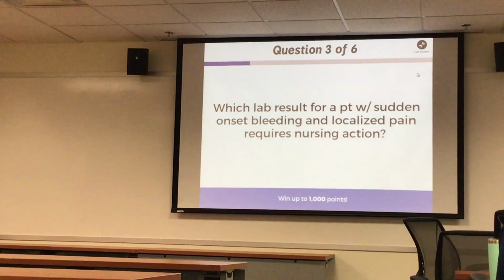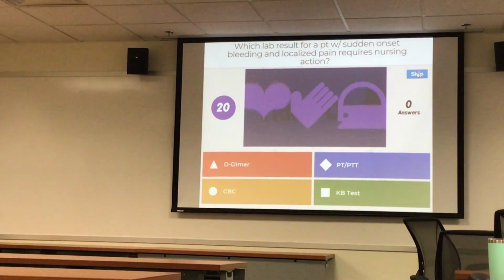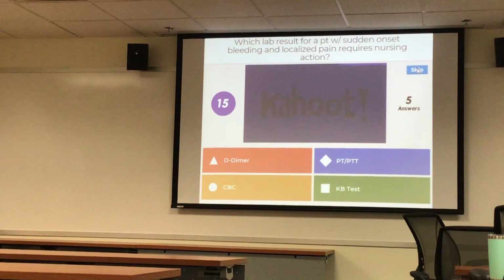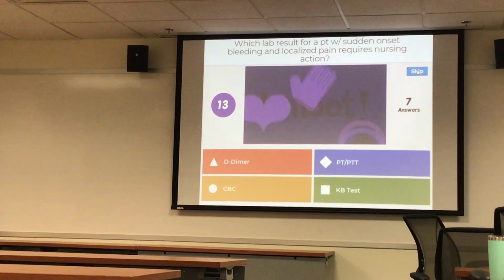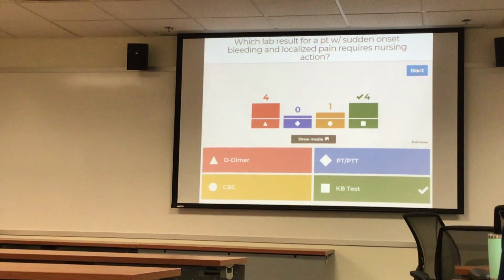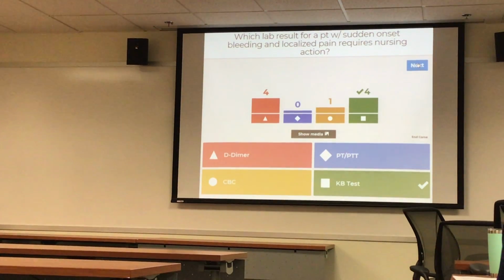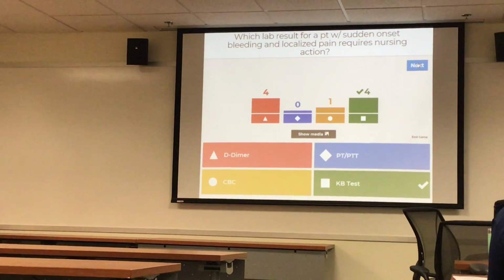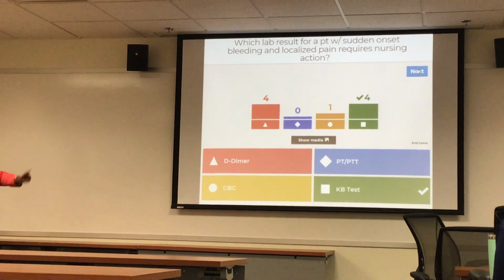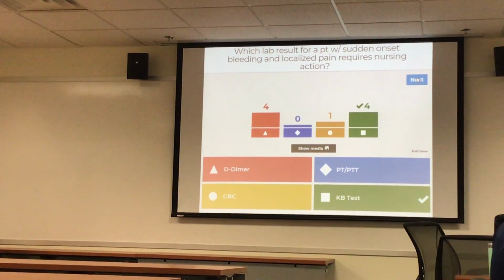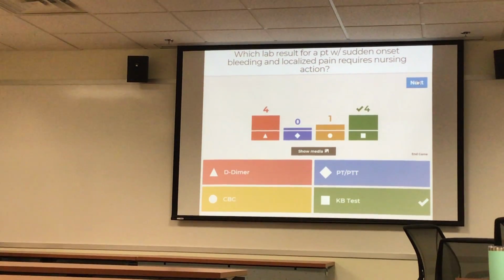Which lab result for a patient with sudden onset bleeding and localized pain requires nursing action? We talked a little bit about D-dimer when we talked about shock, and we said how it would be positive instead of negative. But the one that we really want to look for is that KB test, because it will let us know if there's any fetal blood mixing with mom's blood, okay?